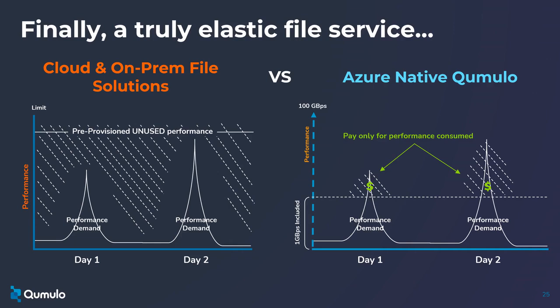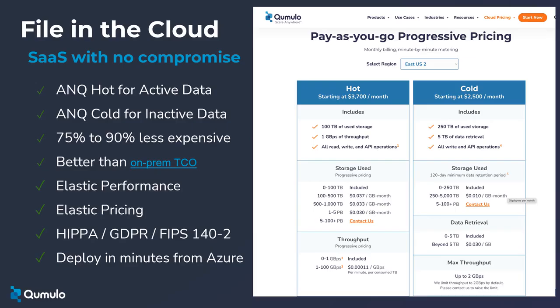So unlike on-prem or typical cloud storage solutions where you have to buy pre-provisioned capacity and performance to meet your demands at peak, with cloud native Cumulo, you can actually just deploy and this performance will scale as you need it, both for capacity and performance. And it's pay as you go, so you don't have to make a long-term commitment to run in Azure or AWS.